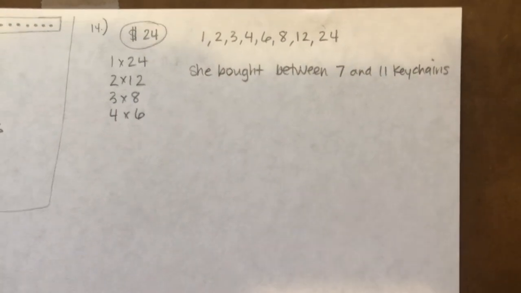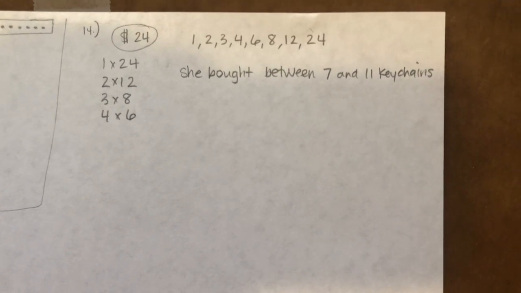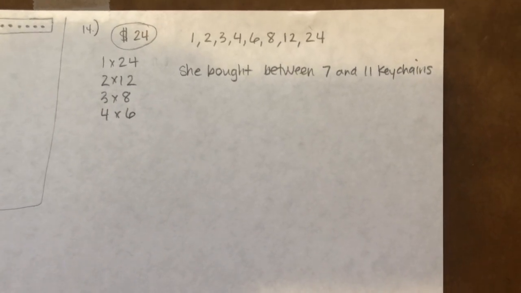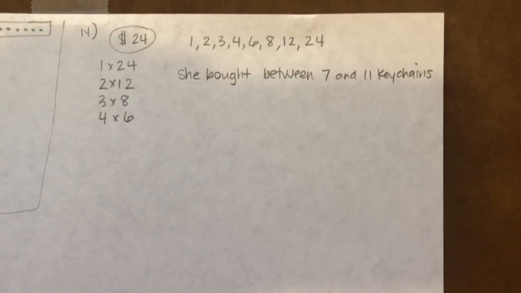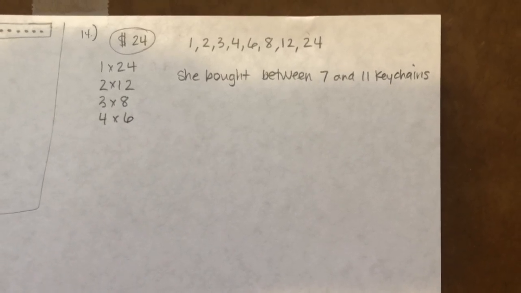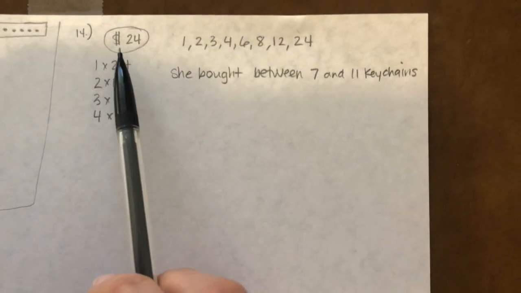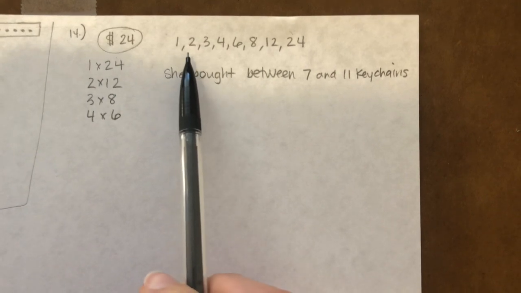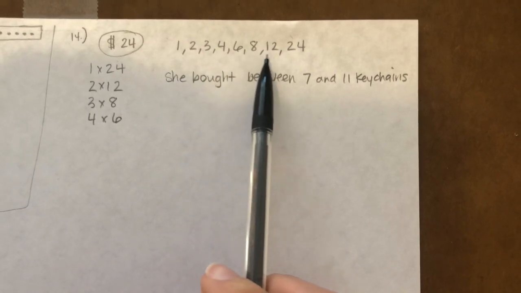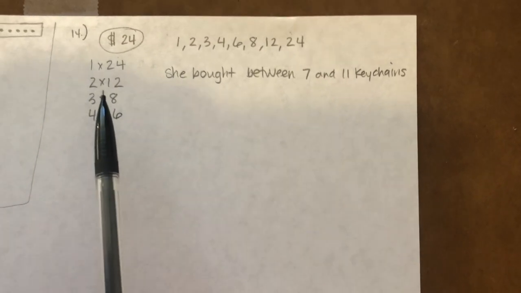So we're trying to understand how many keychains she bought if she spent $24, but we don't know the price of each keychain. All they tell us is that she bought somewhere between 7 and 11 keychains. So we have to figure out how many did she buy. So if we know that she bought $24 worth, let's list out the factors of 24. I listed them here: 1, 2, 3, 4, 6, 8, 12, and 24. I also listed them like this because it's easier for me to visualize.